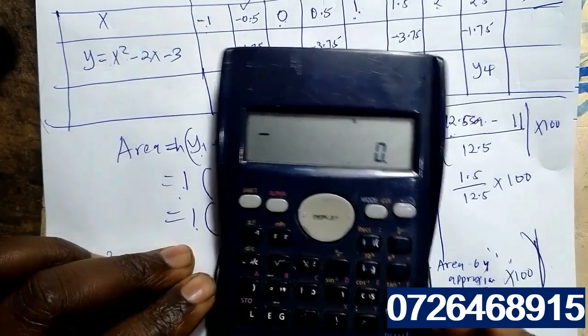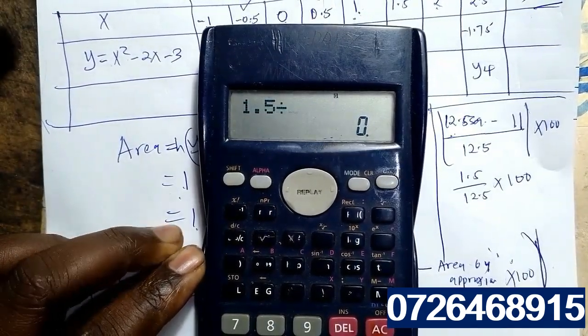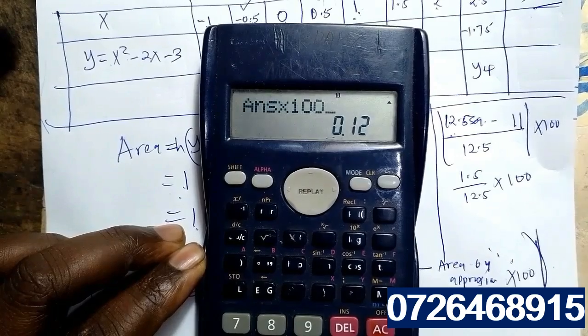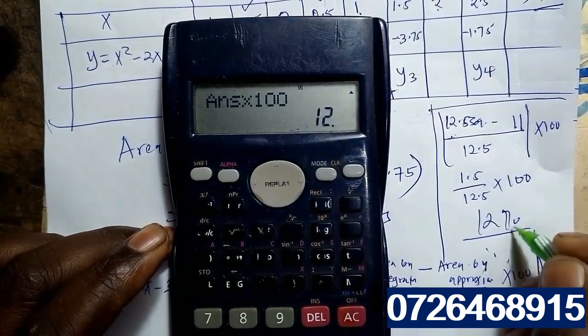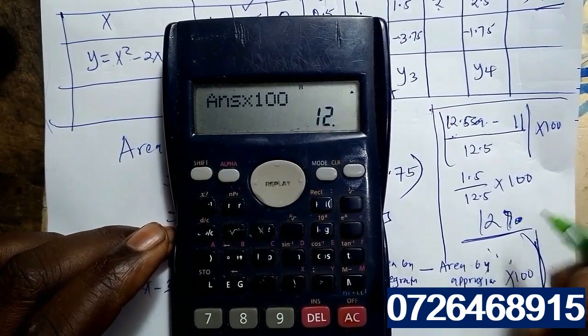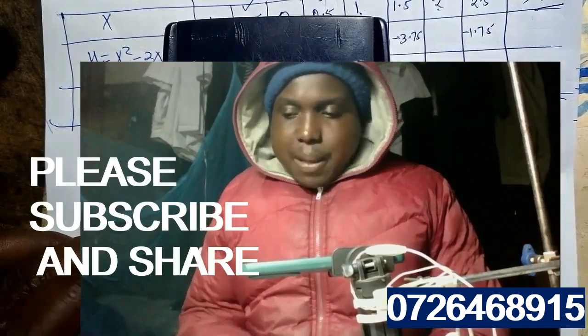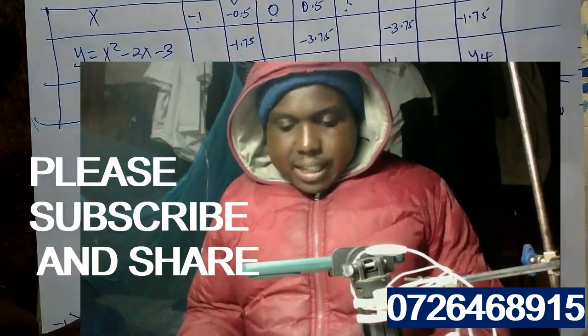You press your calc. 1.5 divided by 12.5, you get the answer, and then times 100. So that one will give you 12%. That's a very huge error, but I'm just using an example of how you will do it. This is just an example. It might not have that big a percentage error.